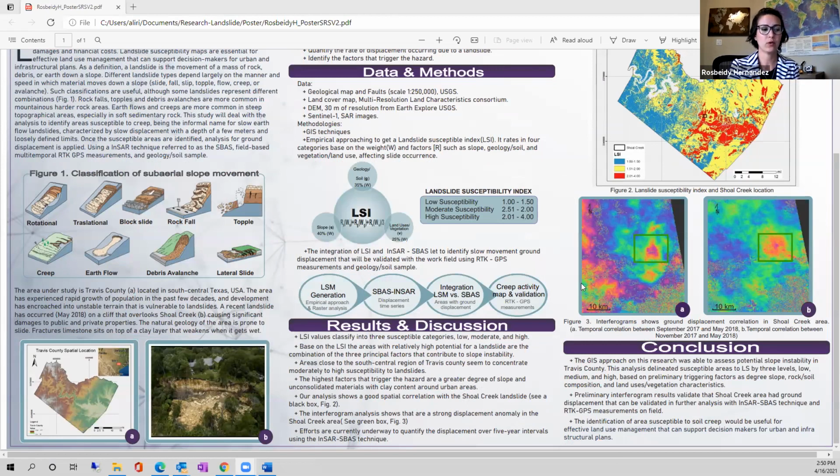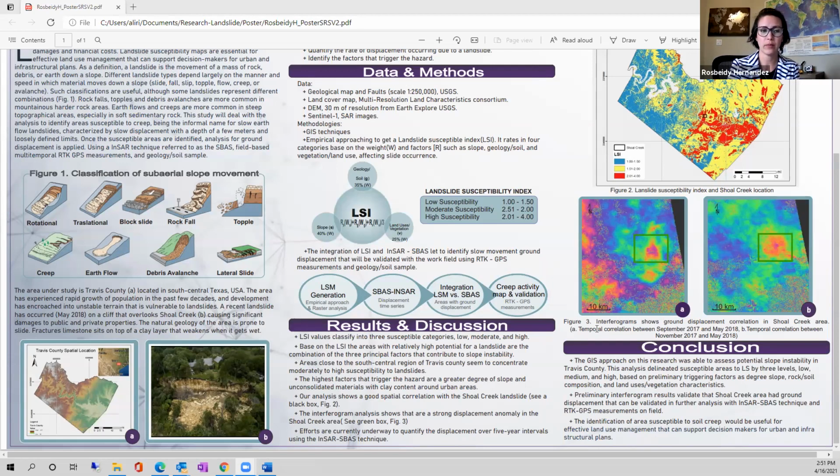Our analysis showed a good spatial correlation with the Shoal Creek landslide, as I mentioned before, and the interferogram analysis shows a strong displacement anomaly in the Shoal Creek area. So here we are talking about the Shoal Creek area, and we can see an anomaly showing here. Efforts are currently underway to quantify the displacement over 5-year intervals using the SRS technique.